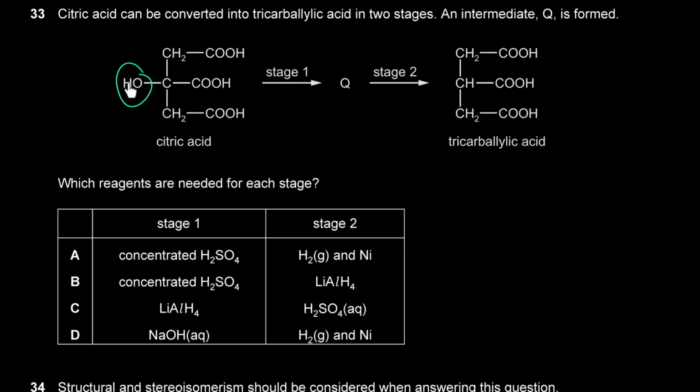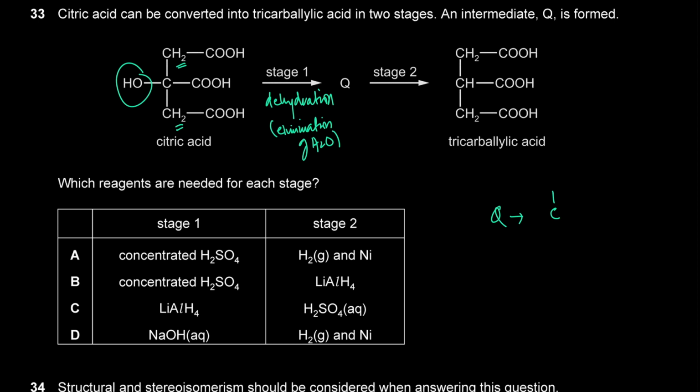In order to remove this OH group, stage 1 must be a dehydration reaction, which is just elimination of H2O. What happens here is that the OH group is removed and a hydrogen from a neighboring carbon is removed. It could be this hydrogen or this one. They're the same thing because there's a symmetry here. So in stage 1, we would get compound Q.